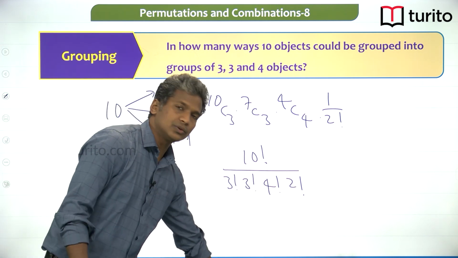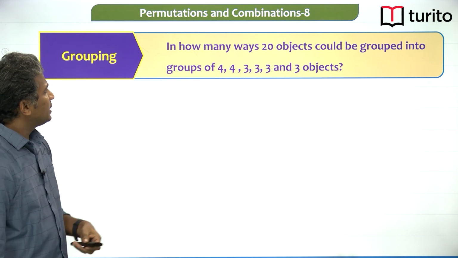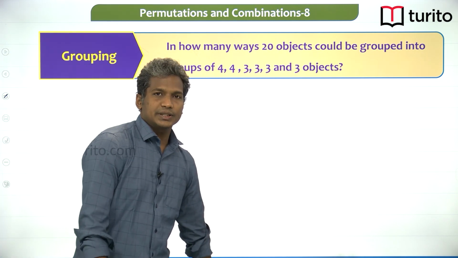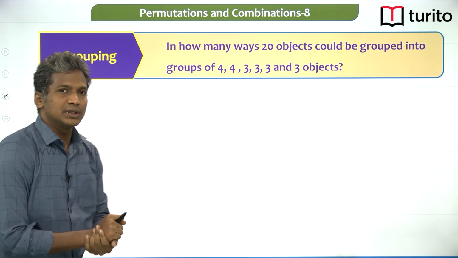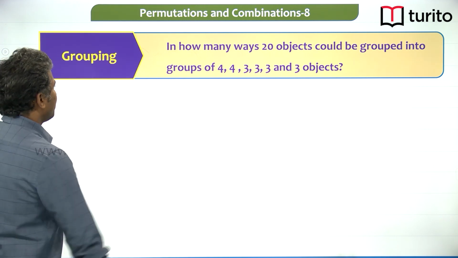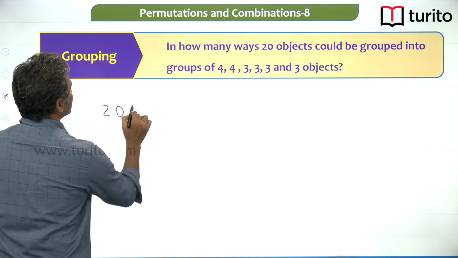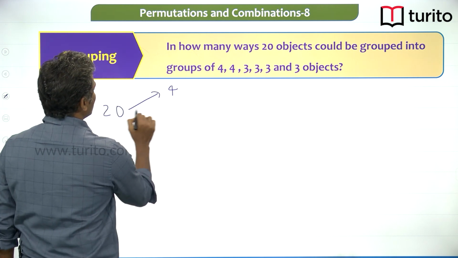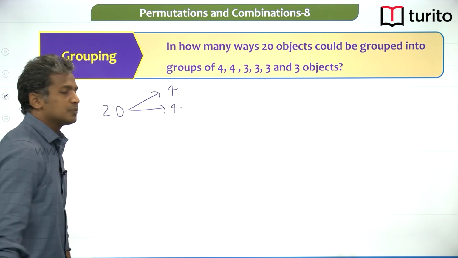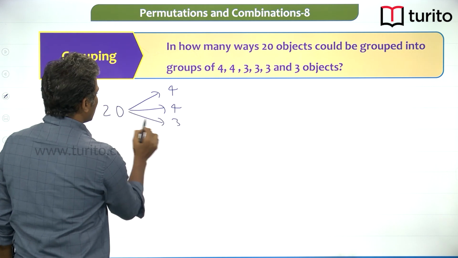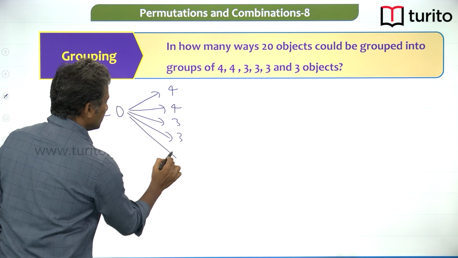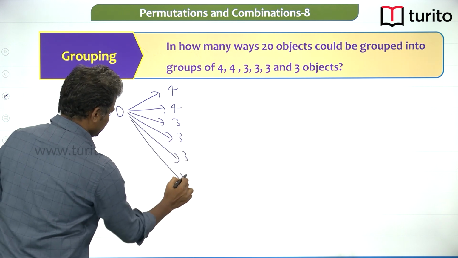So now let's go to the next problem. Here there are 20 objects and we have to form how many groups? We have to form 6 groups. So let's have a look at the process here. Now there are 20 objects. How many groups are being formed? Total 6 groups. First 2 groups are having 4 objects each. Next are having 3, 3, 3, 3.